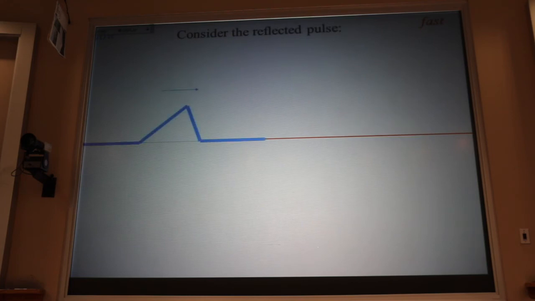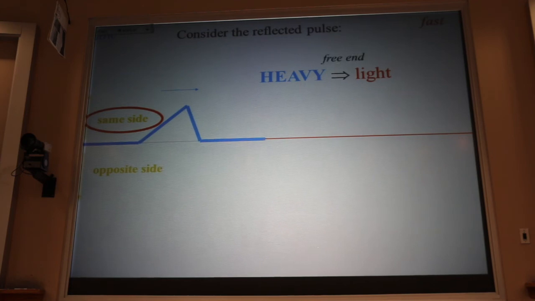Now, consider the reflected pulse. Is it going to come back on the same side or the opposite side in this case? The same side. Because when you're going from a heavy to a light, that's acting like a free end. And we found last week that a free end reflects back on the same side. Now if we came in on the light and hit the heavy, that would be like hitting a fixed end, and then it would invert.